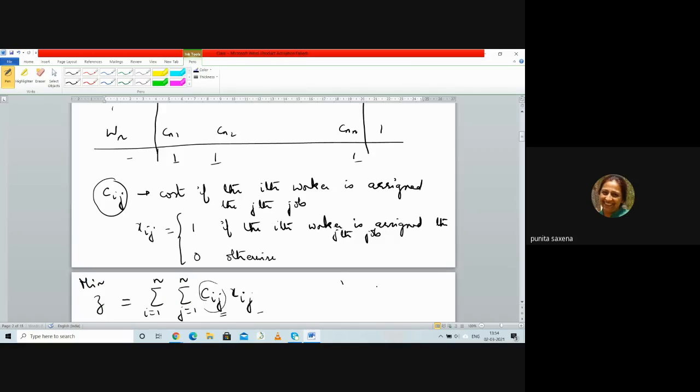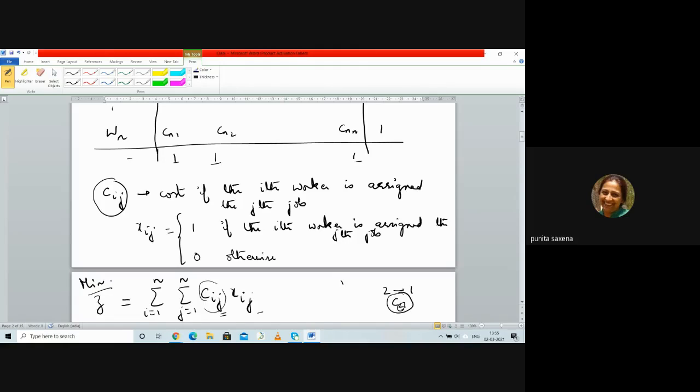Supposing the second worker is assigned the first job, that means it's C21 which is contributing to the objective function, nothing else. No other i equal to 2 term is making any contribution, because we can assign only one job to one worker, not more than that. So that's how the objective function is going to be defined, and this we are going to minimize.